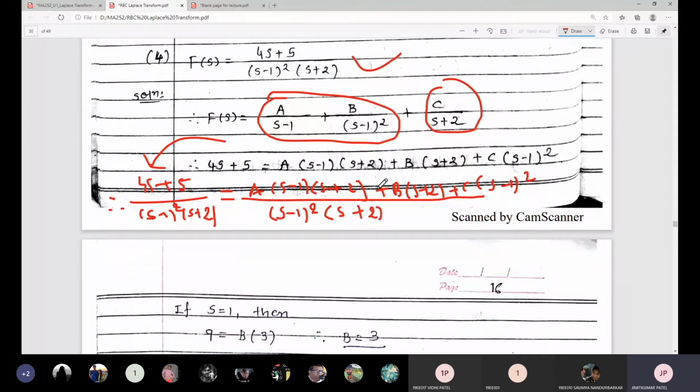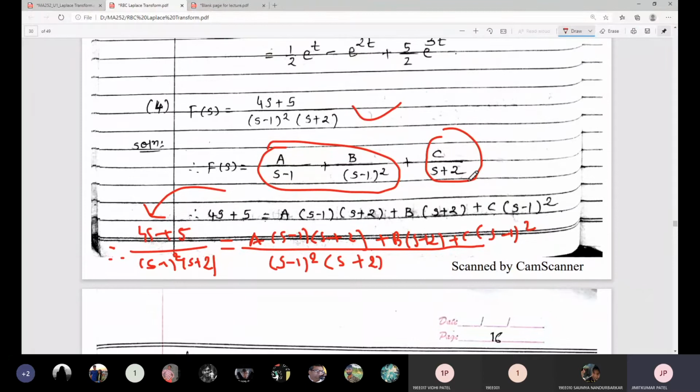Now look here, which linear factor is here? Students, which linear factor is here? Here (s - 1) and (s + 2) both are linear factors, but (s - 1) has degree 2 and (s + 2) has degree 1. So we can think about (s + 2) first. How can we find C? Any idea? I already discussed it in the last lecture.